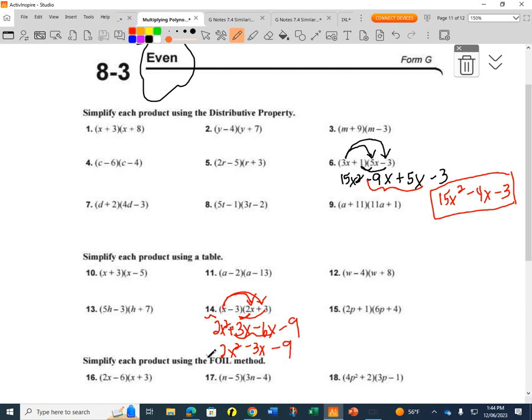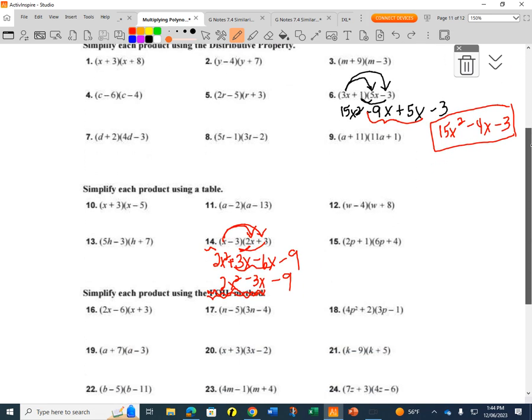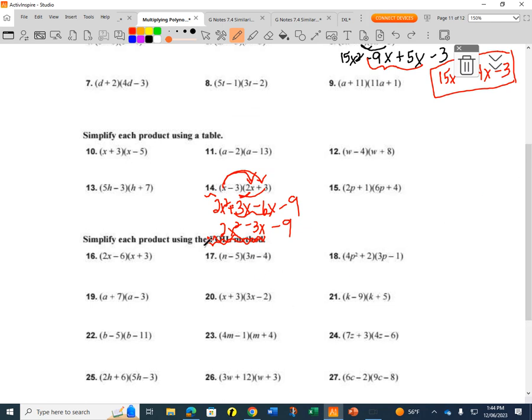Let's go ahead and cross out this FOIL method thing. We're doing them all the same. We're just going to distribute all of them. No sense in doing anything else. This is the easiest way to do them. Technically, we are doing FOIL. We're just not going to call it that. And that's the answer: 2x squared minus 3x minus 9.